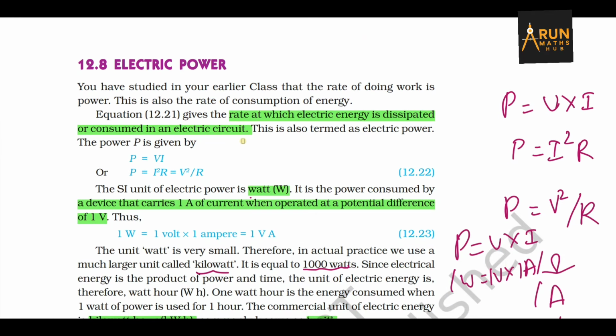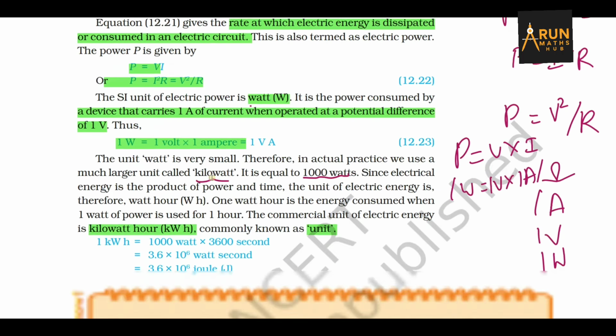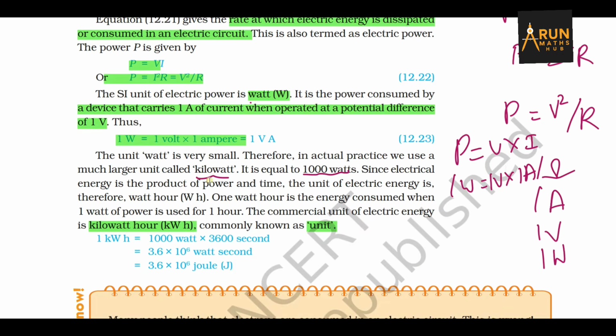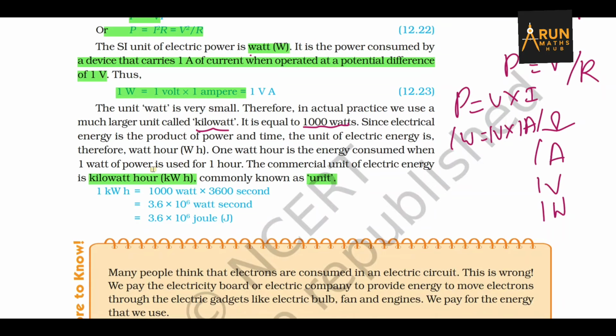And also the concept of electric power. Different ways by which you can express the power are P equals V into I, P equals I square R, and P equals V square by R. What is 1 kilowatt? 1 kilowatt is what? 1000 watts. And also what is the commercial unit of power? It is kilowatt hour. Commercially it is commonly known as unit.